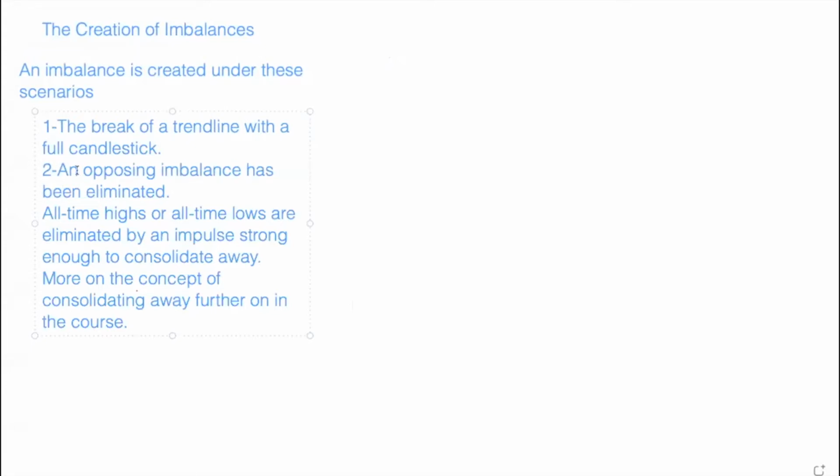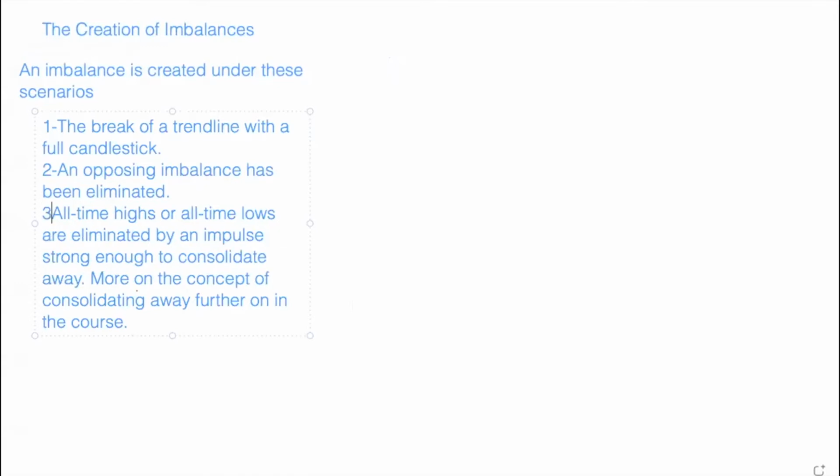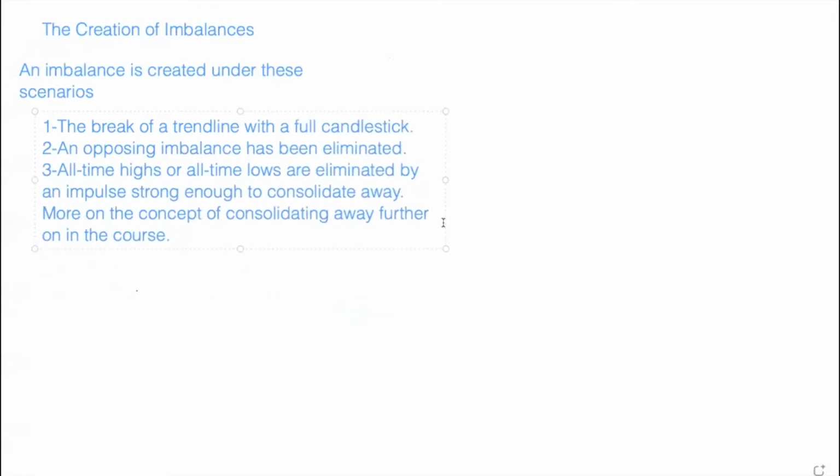Number two, opposing imbalance. Number three, all time highs and all time lows. All right, the other concepts we'll talk more about later during our sessions. So I'm going to talk first about a break of a trend line with a full candlestick. We learned how to draw a trend line, right?